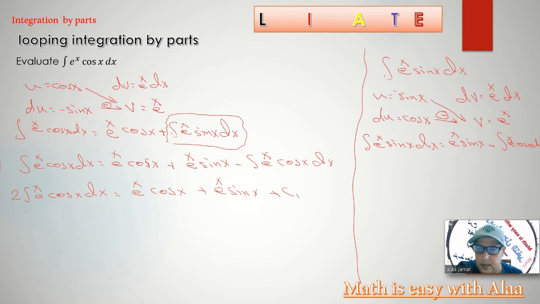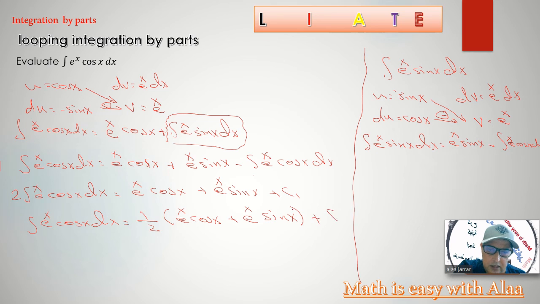Divided by 2, the integral of e^x cosine x dx equal 1 over 2 times e^x cosine x plus e^x sine x plus the constant c. Same answer. This is called looping integration by parts because you get the same question when you make the integral. You must remove it to the other side and solve the question.